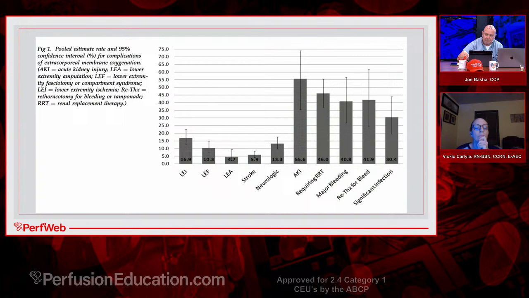And this is a graph essentially saying the exact same thing, just a different way of expressing it. The lines that you see here are the range, and then the big blocks is the pooled percentage. And here you see AKI and requiring renal replacement therapy, major bleeding, and reoperation for bleeding, significant infection. And that doesn't surprise me either.